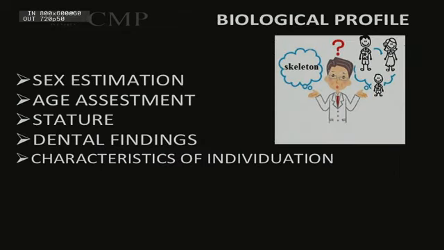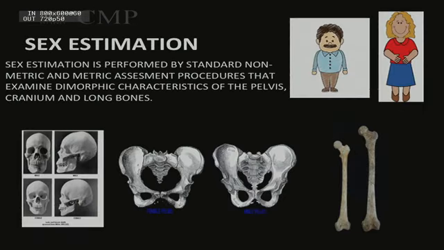Okay. Our aim is to determine the biological profile. What does it mean, the biological profile? Biological profile means that we try to find out information about the individual, such as sex, age, stature, dental findings, or characteristics of the individual. So the first step of the biological profile is sex estimation. So we try to understand if the individual is male or female.